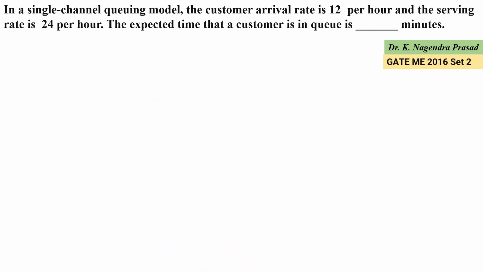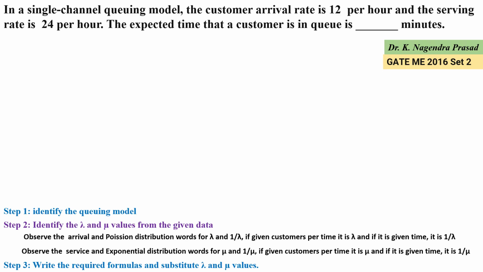The next question is: in a single channel queuing model, the customer arrival rate is 12 per hour and the serving rate is 24 per hour. The expected time that a customer is in queue is dash minutes. So let's see the solution.